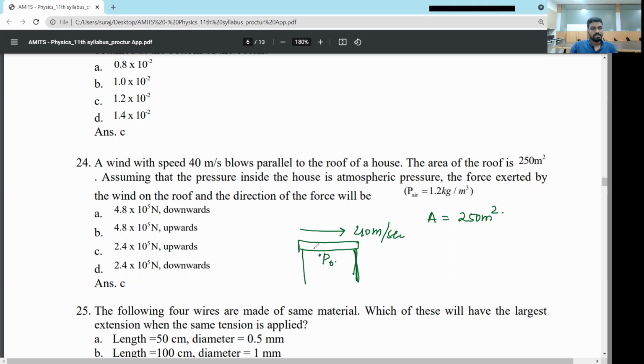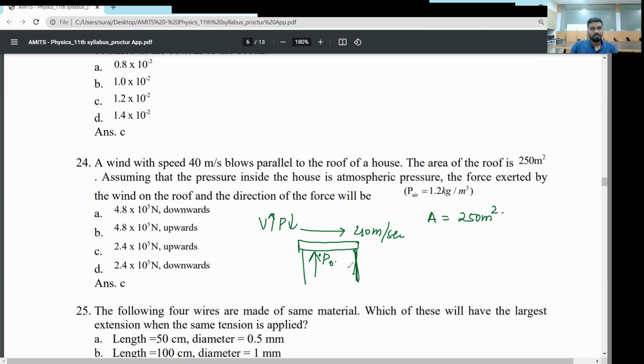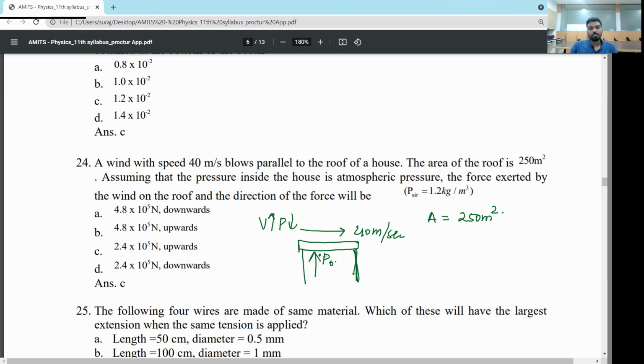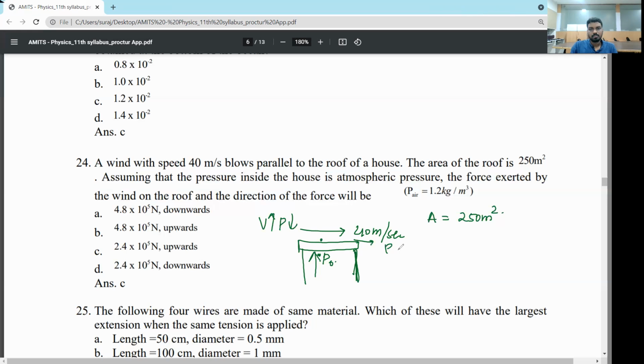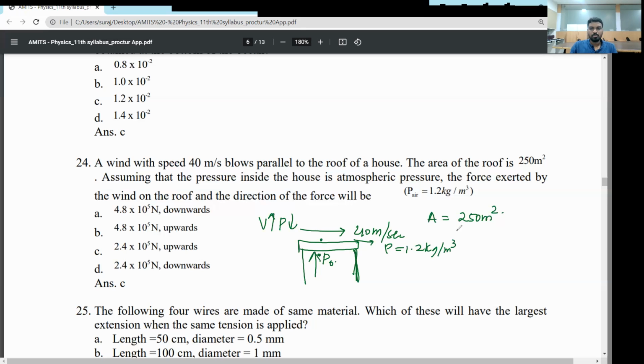So the direction of force will obviously be upwards, not downwards, because where velocity is more, pressure will be less. Here the velocity is almost zero, so pressure is more. Here we have to use Bernoulli's theorem. Density of air is given as 1.2 kg per meter cube. Without using Bernoulli's theorem also you can solve it.